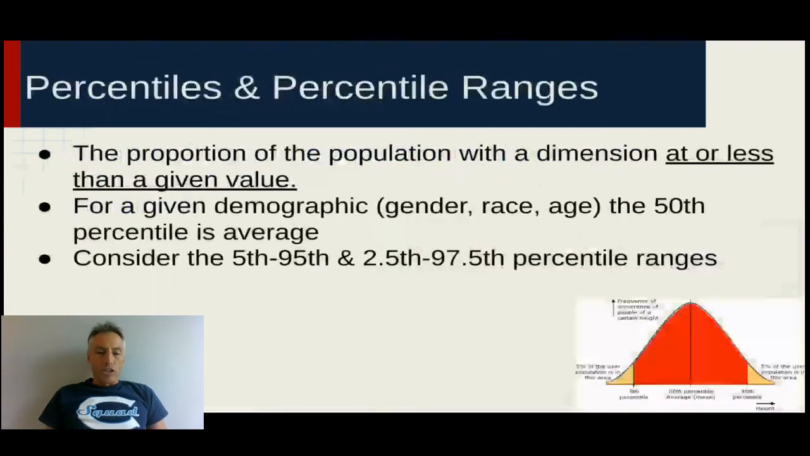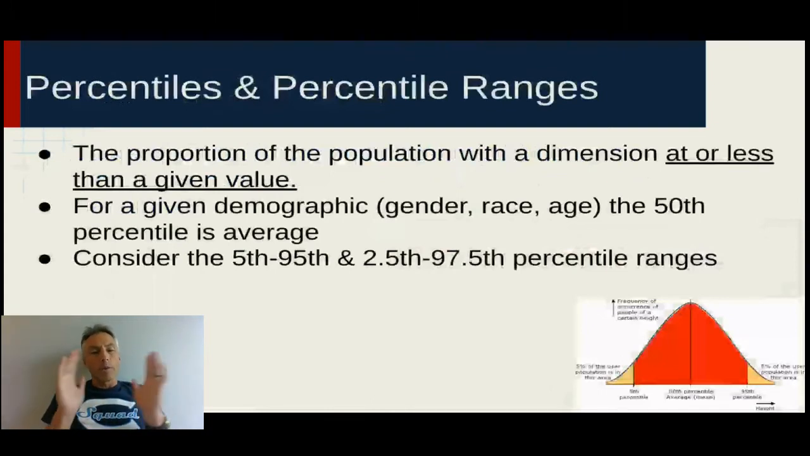Percentiles and percentile ranges. This is important because you need to figure out who you are designing for. Are you trying to meet the needs of 100% of the people out there? Probably not. There's not a whole lot of designers that are trying to meet the need of everybody. Usually the people on the end over here and the people on the end over here, we kind of leave them out a lot, but they become a niche market of their own. So oftentimes people will specifically design for just that group or just this group.